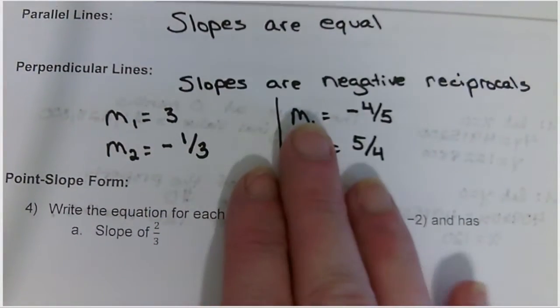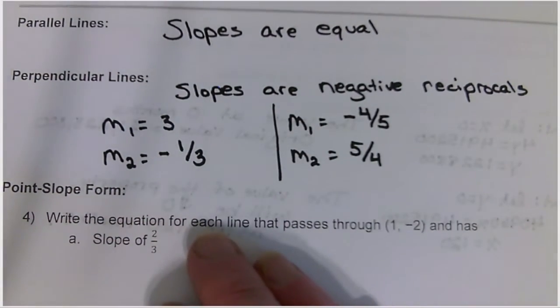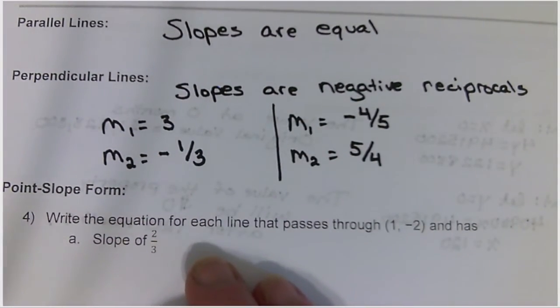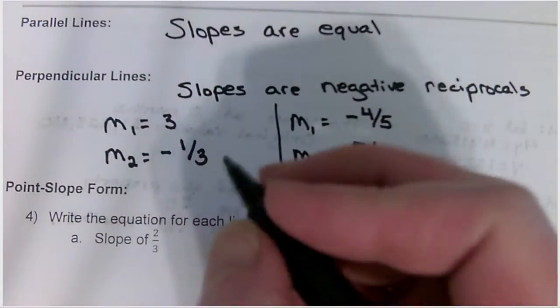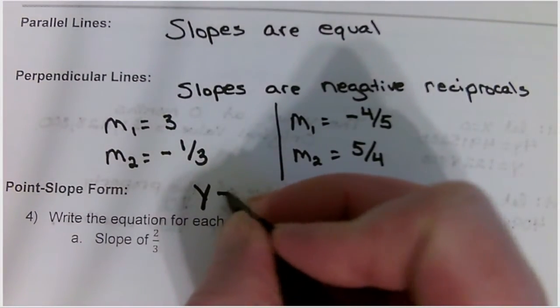Okay, now we'll be using that information a little bit later, but I want to review point slope. And point slope form of a line looks like this.